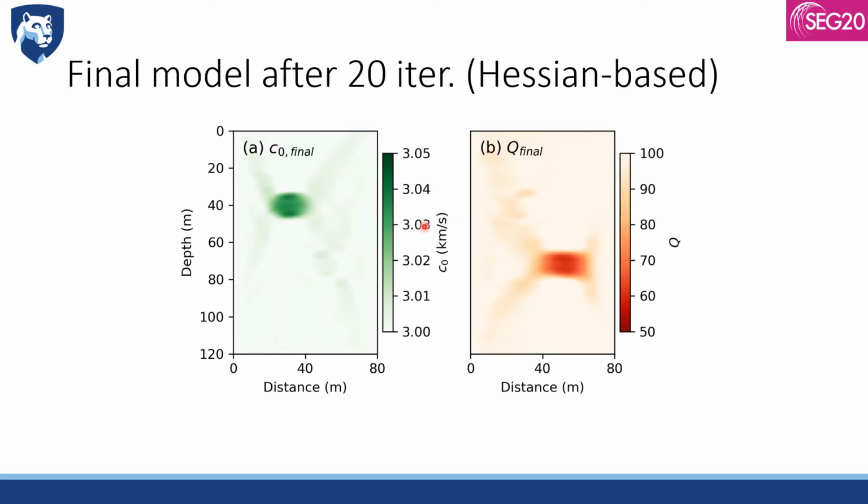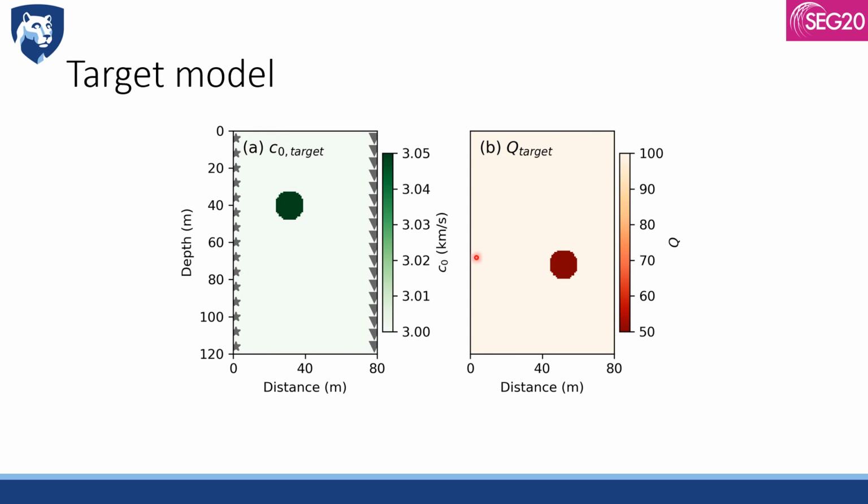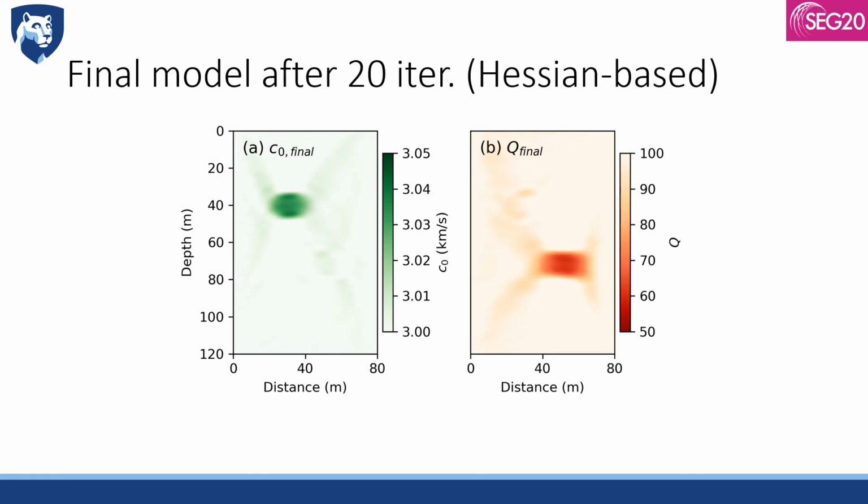Here is the final model after 20 iterations using the Hessian-based method. Let's compare with the target model. And it looks fairly good. The distortion of the anomaly is basically due to the limit of the source-receiver geometry. The sources are on the left-hand side and the receivers are on the right-hand side, so the horizontal resolution is not as good as the vertical one. The inverted anomalies are better than they are supposed to be.